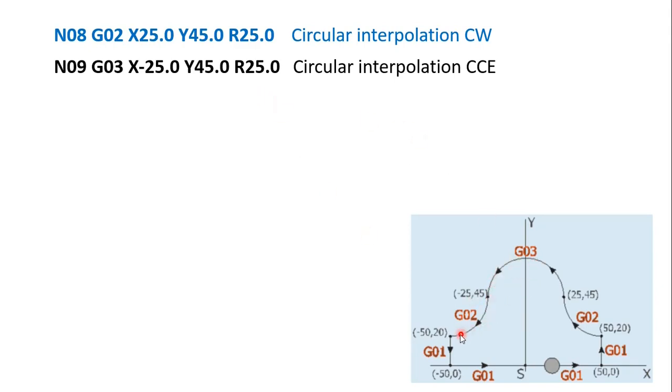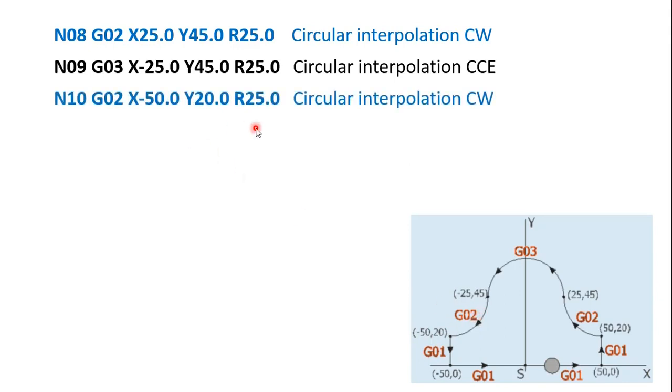Similarly, if you see from here, what should happen? It should move. So this is my starting point. I have to go to this point. So G02, what is the endpoint? Minus 50, plus 20 at a radius of 25. Okay, then from here it is a linear interpolation. That's why I go for G01.